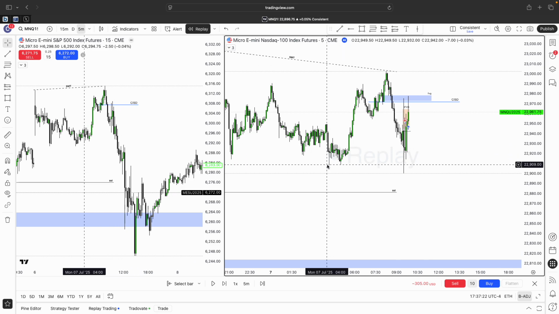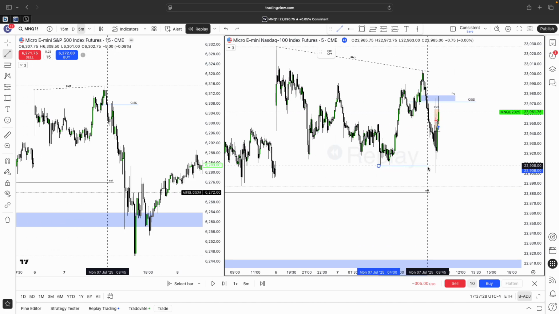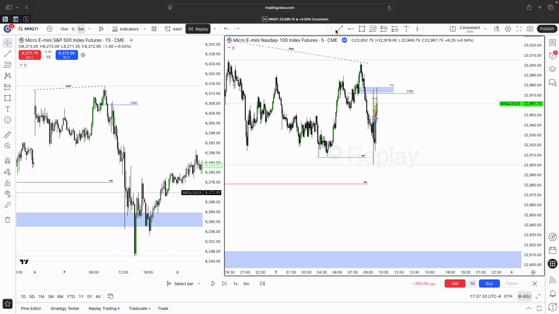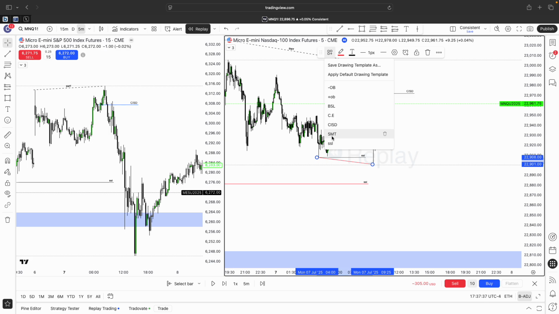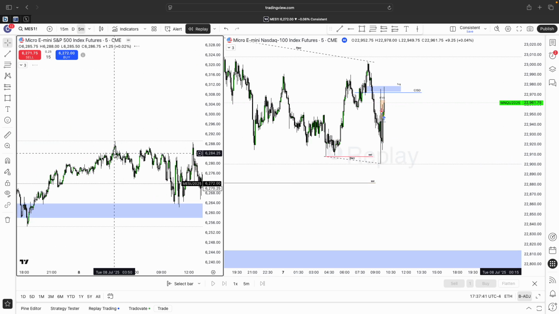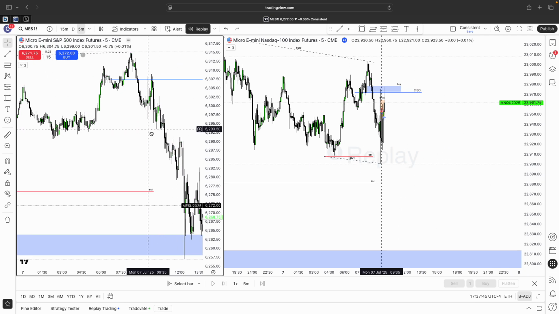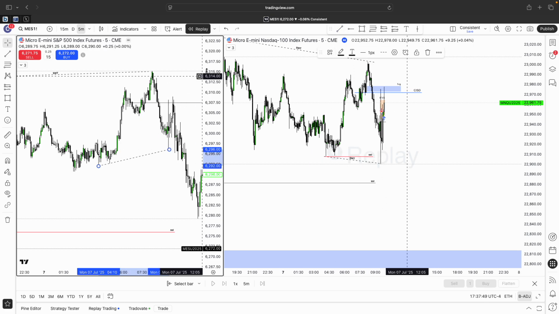We took out the internal low, not taking out the equal lows yet, but we took out this internal low, right? And we created an SMT with ES because ES never took out those internal lows. So we had a bullish 5 minute SMT, as you can see. It never took out those lows. Look right here, never took out those lows.